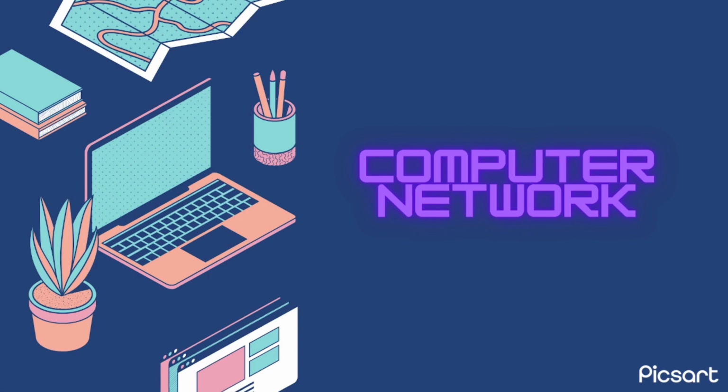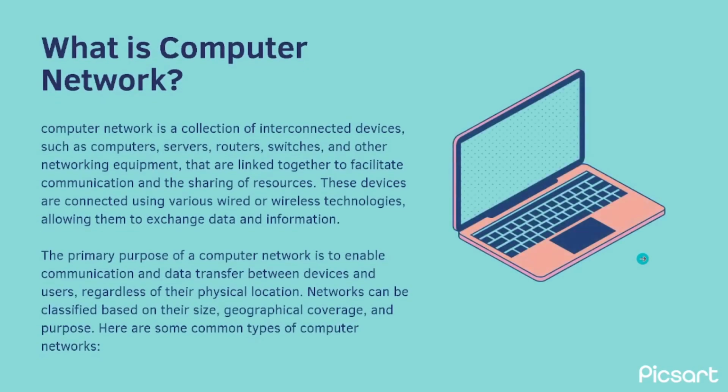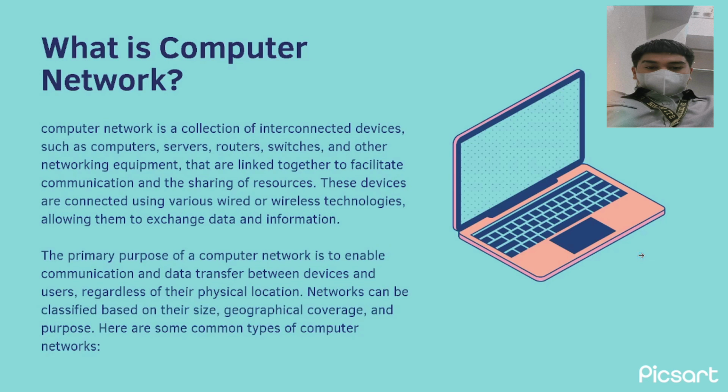To start off, what is a computer network? A computer network is a collection of interconnected devices such as computers, servers, routers, switches, and other networking equipment that are linked together to facilitate communication and the sharing of resources. These devices are connected using various wired or wireless technologies, allowing them to exchange data and information.